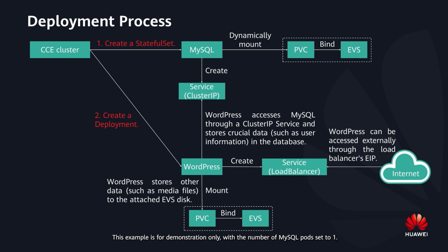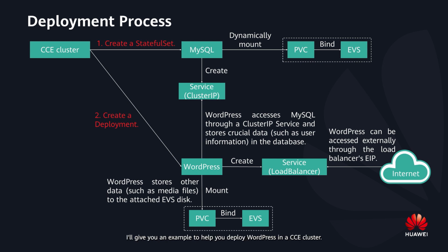This example is for demonstration only, with the number of MySQL pods set to 1. You can adjust the number as needed. In the second step, create a deployment for WordPress in the CCE cluster, and attach an EVS disk to store other data persistently, such as uploaded media files. Then, create a load balancer service to access WordPress externally.